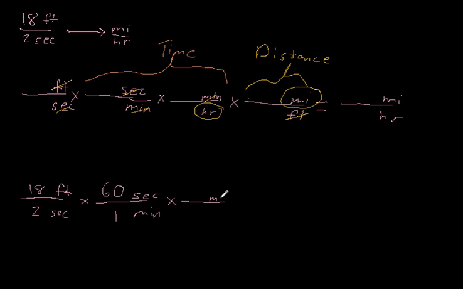Now I can convert my minutes into units of hours. How many minutes are in an hour? Well, there are 60 minutes in every hour. Once I've converted that, I can ask myself, how many miles are in feet? I'm going to convert my feet into miles. Well, I know that every 1 mile there are 5,280 feet.